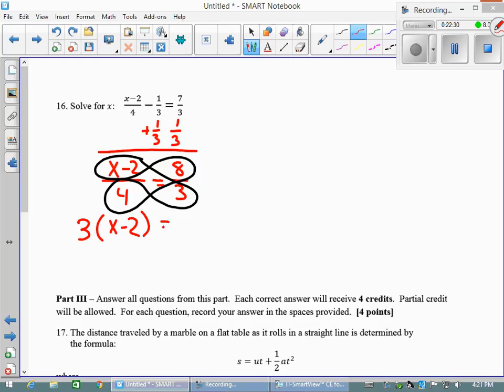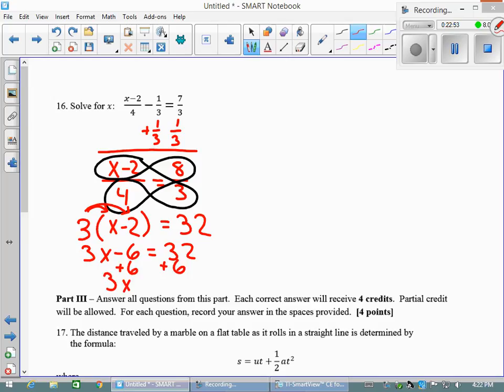Okay, so now that we have this 3 on the outside, we do have to make sure that we distribute this in. So we're going to have 3x minus 6 equals 32. Then we want to get x by itself, so we're going to add 6 to both sides. Once I add 6 to both sides, I'm going to have 3x equals 38. Now, my final step, I'm going to divide by 3 on both sides.